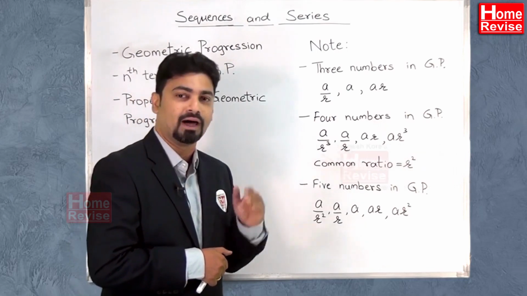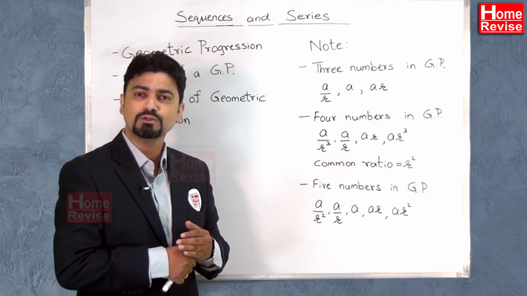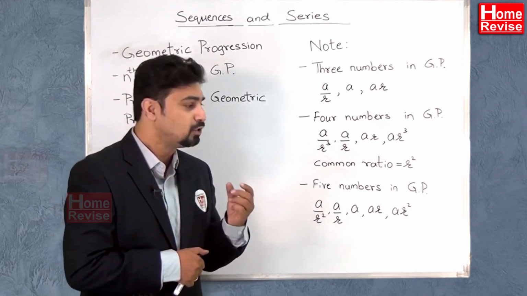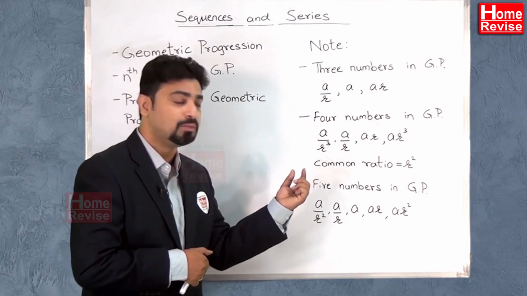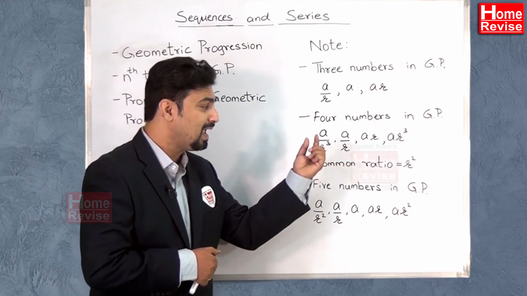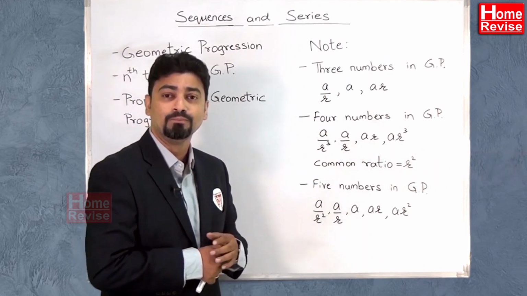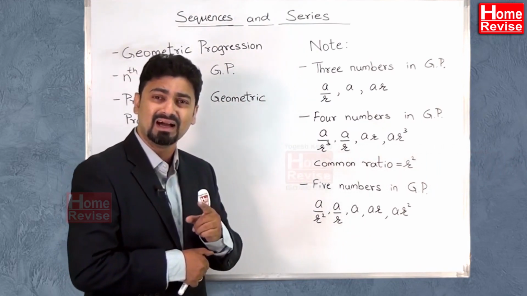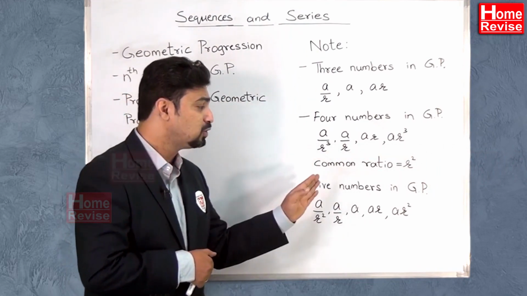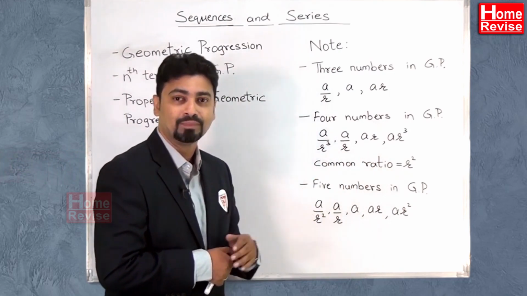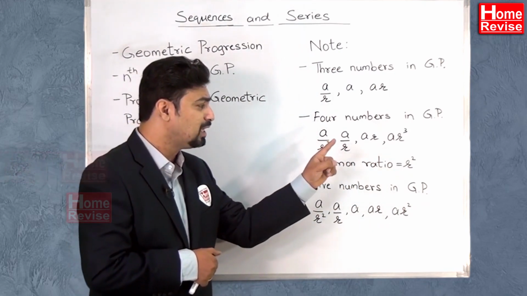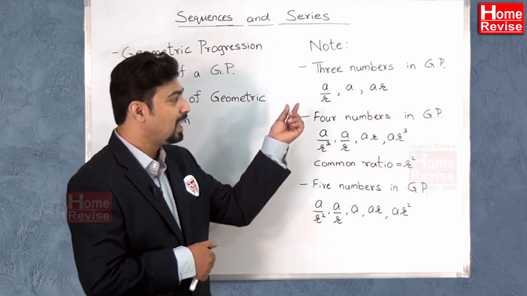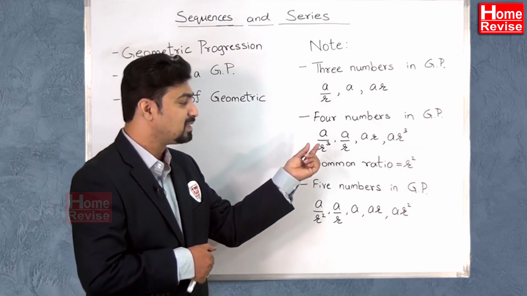Then we substitute in some second condition and find out our r. Similarly, if they want us to find four numbers in GP, then the assumption should be a upon r cube, a upon r, ar, ar cube. So, the four numbers in GP should be assumed in this way. Here, if you note, the common ratio is r square. That is, when we multiply r square to each term, we get the next consecutive term. Now, the same rule as I said in the first note is applied here also.